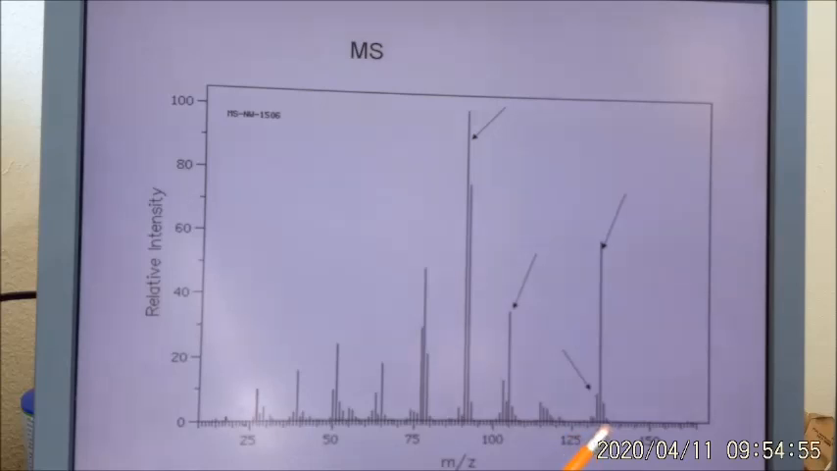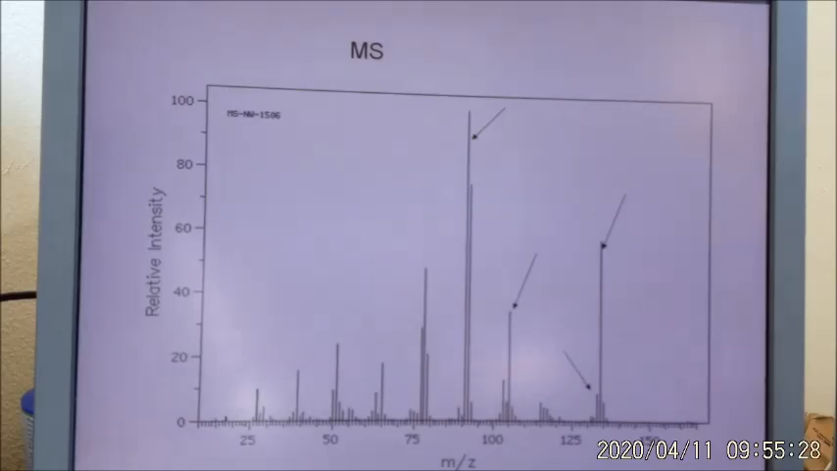Okay, so here at 134, okay, right here, 134 is my molar mass. And I lost one at 133. Well, that's good because I was thinking aldehyde, and that would be very indicative of losing an aldehyde hydrogen. What about 105? So 105, that means I lost, what, 29? Let's see. 134 minus 105 is 29.